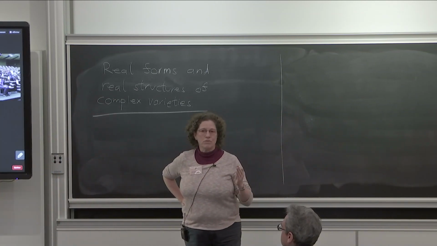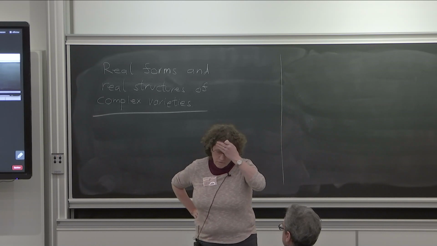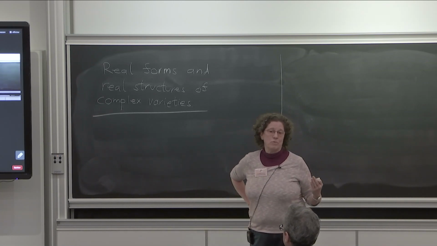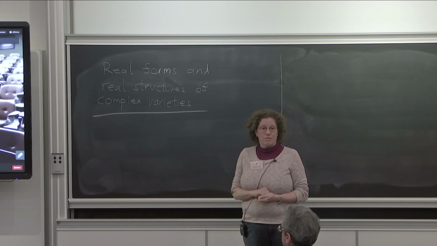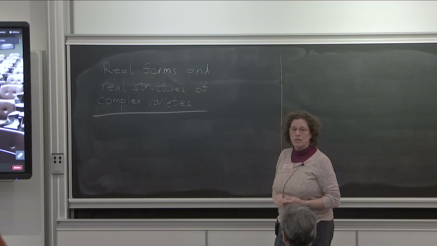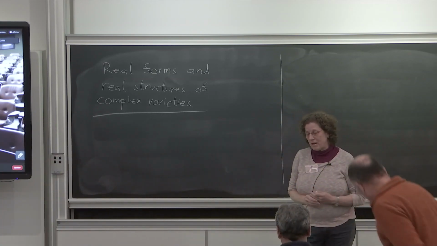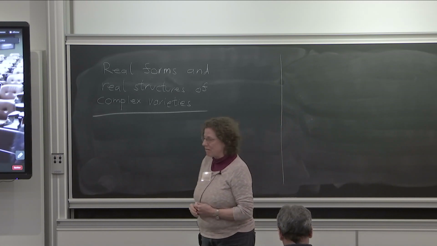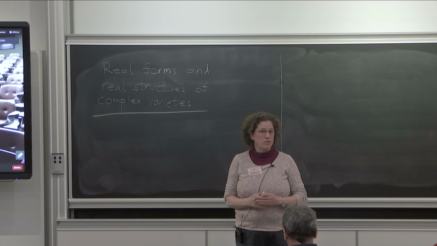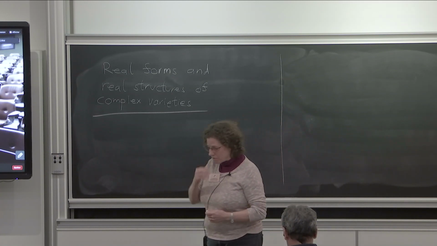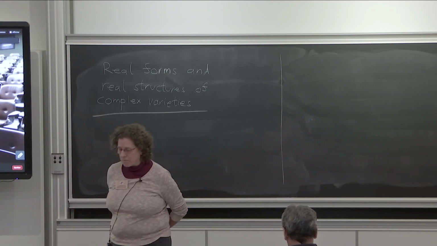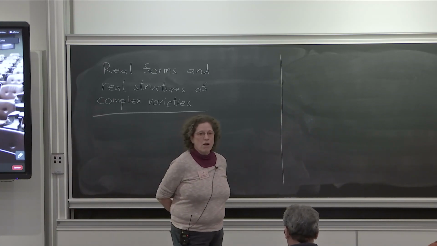So this mini course is, well, I'm not really in foliations, but I'm going to talk about a subject which is very important in geometry and complex and real geometry. And so it is my belief that this kind of subject could be of use to people in foliations also. So I will be talking about real forms and real structures of complex varieties.